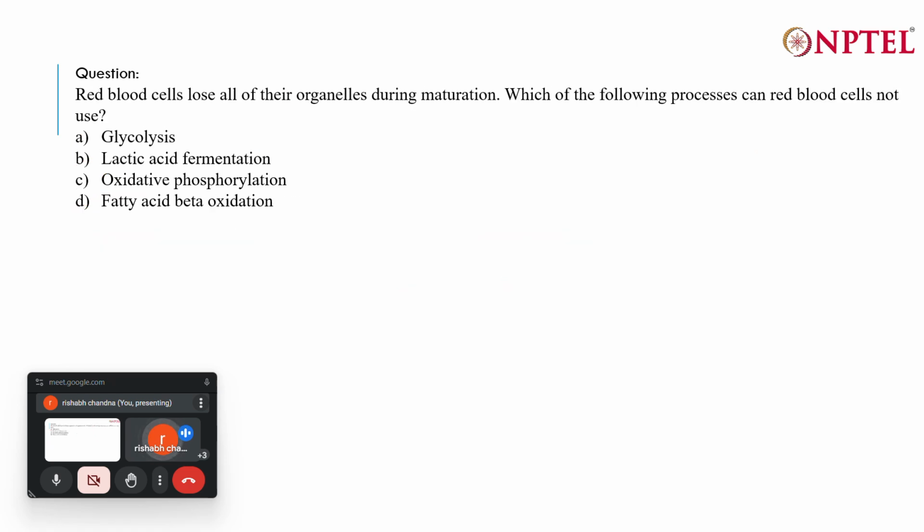RBCs lose all their organelles during maturation. Which of the following processes can RBCs not use? So, what can be the correct answer?